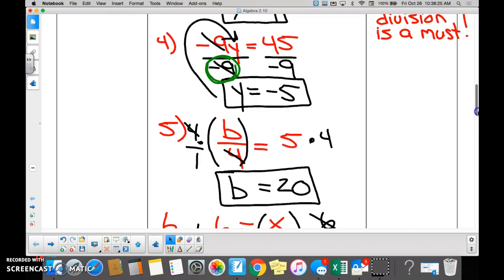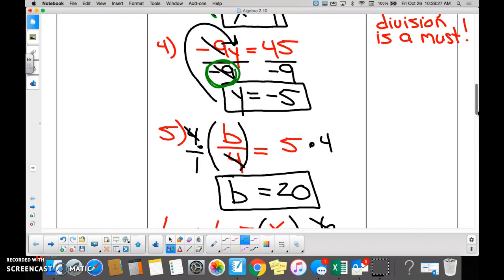Number 5, I think these are trickier problems. B divided by 4 equals 5. We have to undo our division here because B divided by 4 is division, right? It's a fraction. So the way to undo it is to multiply by 4, right? Okay, so we're going to multiply by our 4 to undo the bottom. So we have B over 4. We want to get rid of the 4. We're going to multiply by 4 over 1, and we ended up with B equals 20. Yes or no? Yes. Okay?